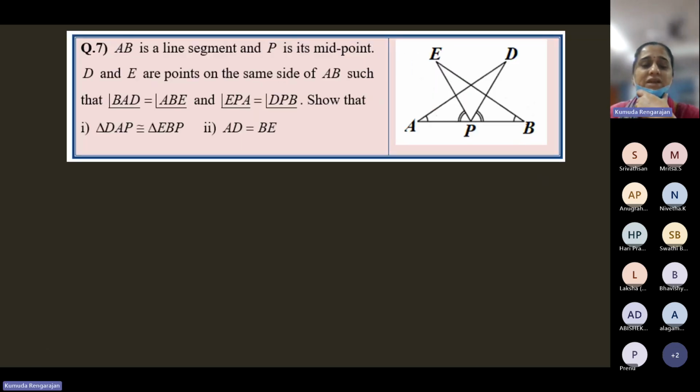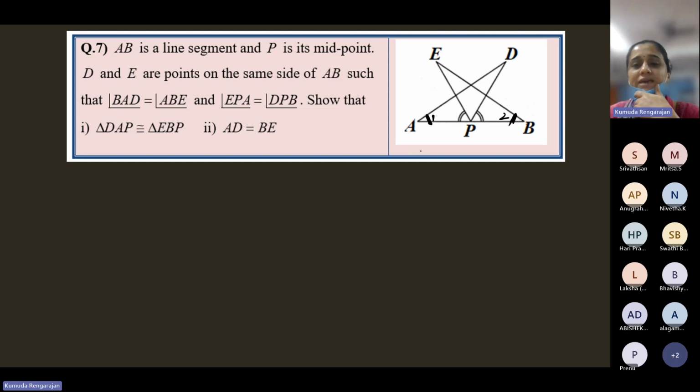Okay. AB is a line segment. We can see the figure here. And P is its midpoint. So P is the midpoint of AB. D and E are points on the same side of AB such that angle BAD is equal to angle ABE. These two angles are equal. Angle 1 is equal to angle 2.